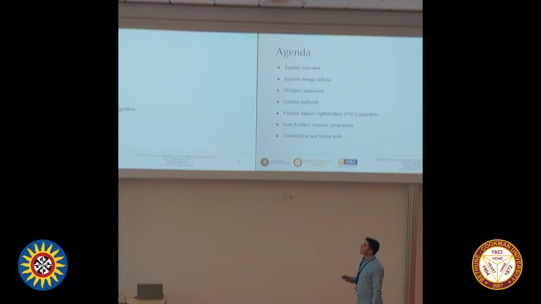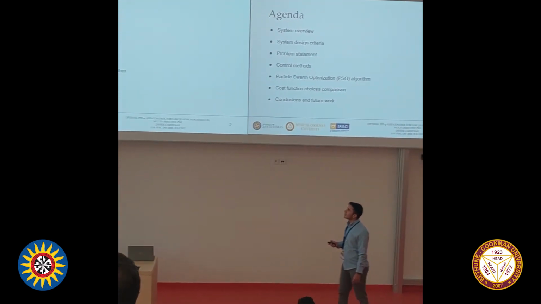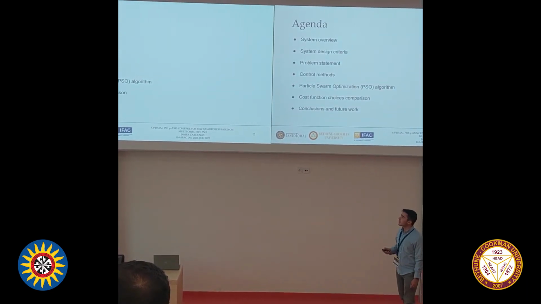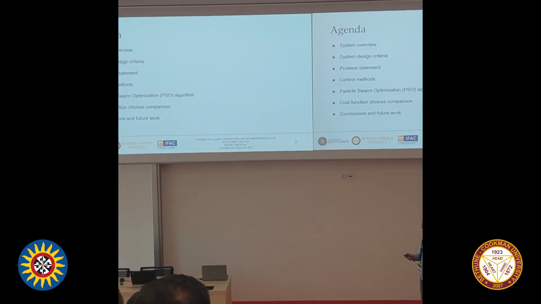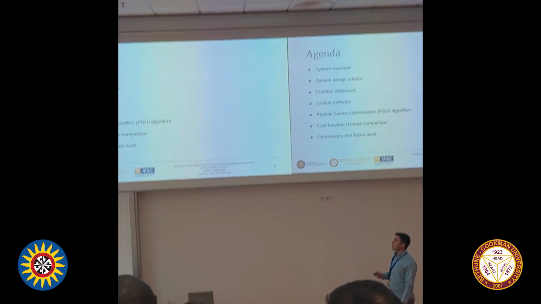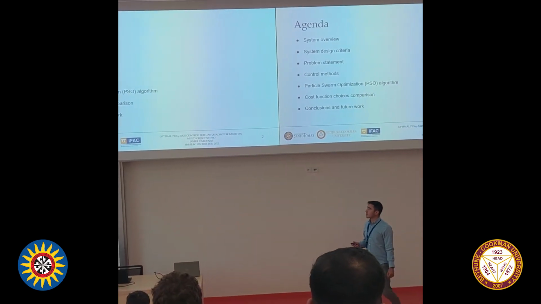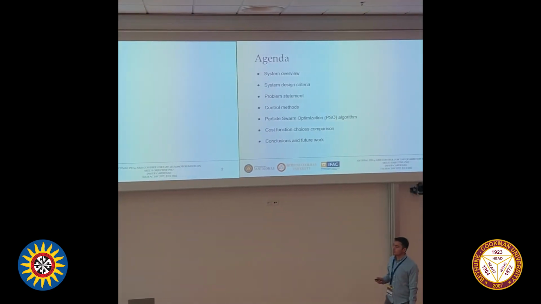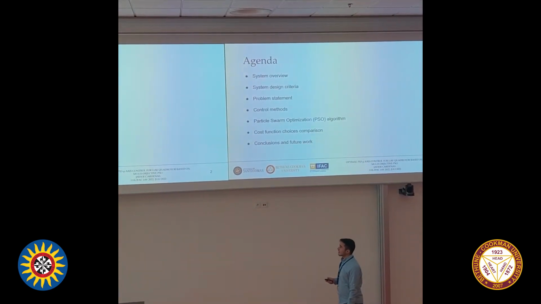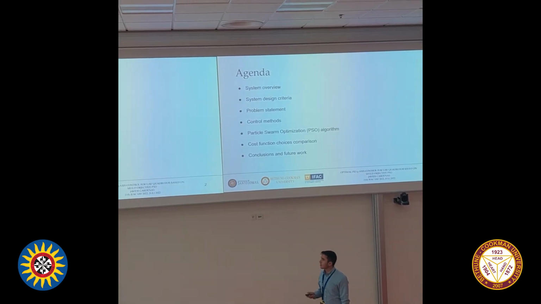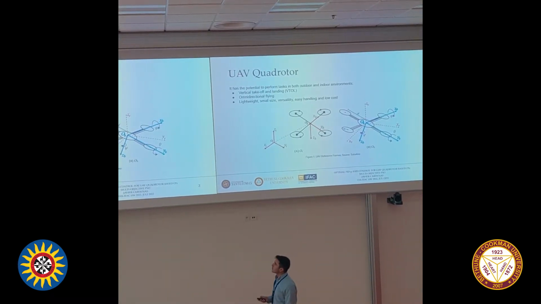So first, we are going to present the system overview and the design criteria for the controller, and which are the problems with control with drones. Then which control methods are available and why we choose the Parrot optimization algorithm for tuning this control, and then we compare some cost functions and intuition and feature group.